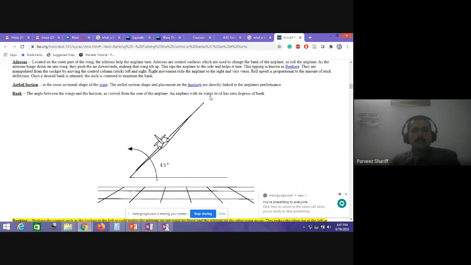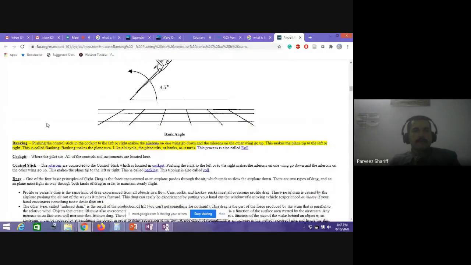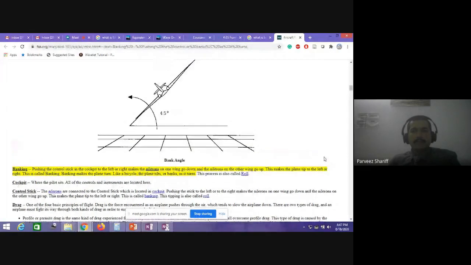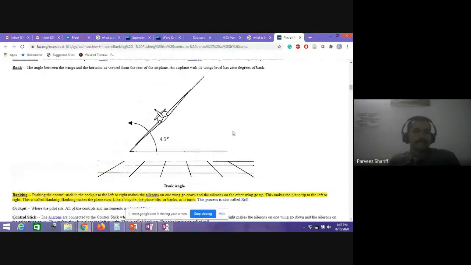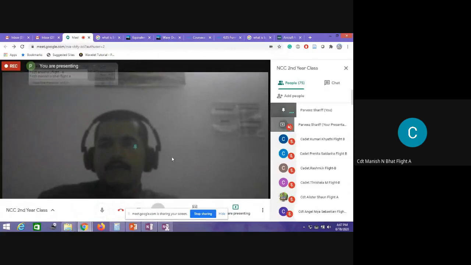An aeroplane with its wings level is at 0 degrees. I got confused with the slip indicator, sorry. Now if you see here, pushing the aircraft stick in a cockpit to the right or left makes the ailerons of one wing go up and down, as you know. This makes the wing tip go to the left or right. So this is called banking. Banking makes the plane turn. So you are right, rolling and banking are both the same.